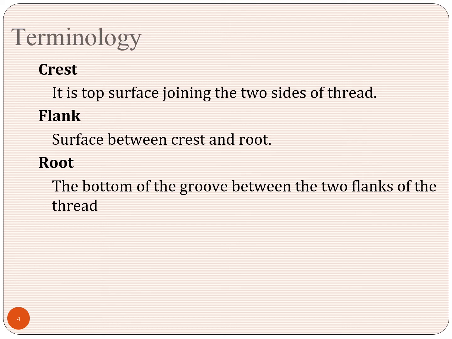The crest is the top surface joining the two sides of the thread. The flank is the surface between crest and root, that is the side face, we can call it a side face, that is the joining surface between crest and root. Root is nothing but the groove, the bottommost part of the groove between the two flanks of the thread.